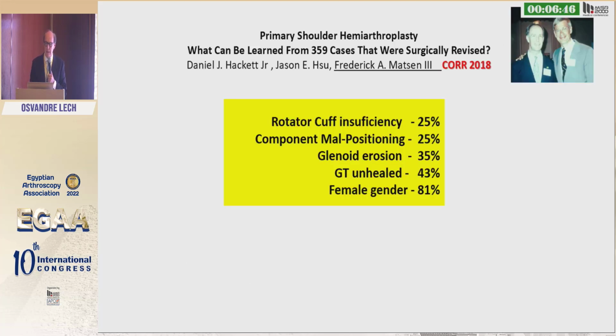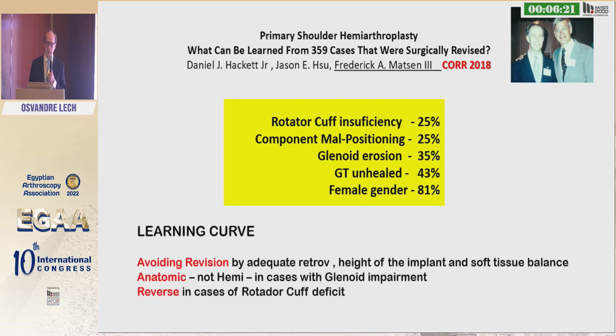So later on, his friend, Dr. Madsen, reviewed almost 400 cases of hemiarthroplasty. So what was wrong in these cases? Rotator cuff insufficiency, malpositioning, glenoid erosion, greater tuberosity unhealed, and mostly patients were female. So there's a big learning curve here.